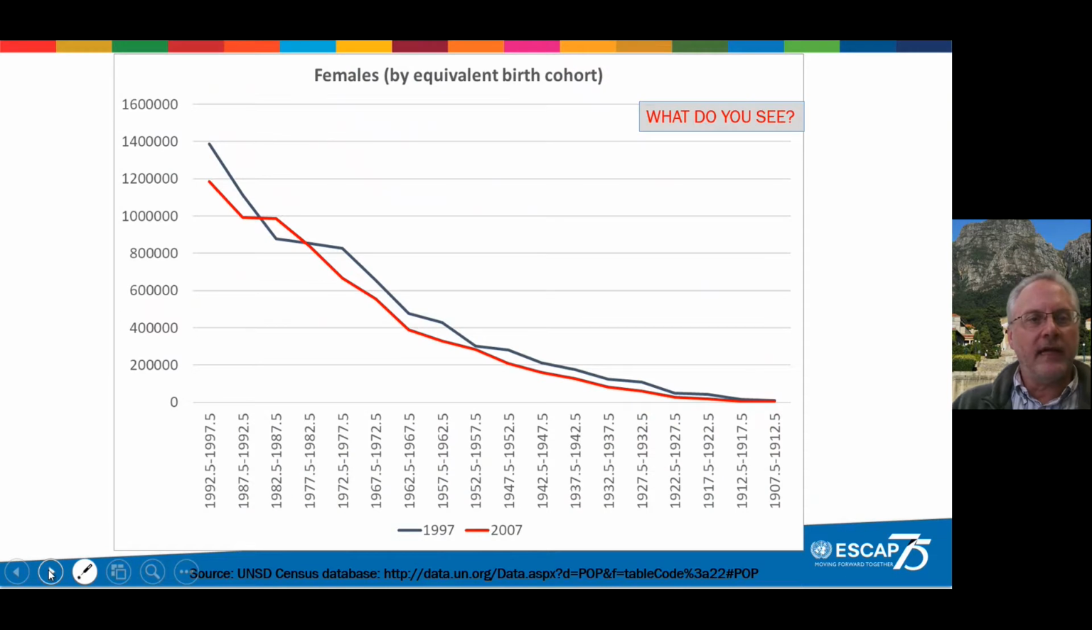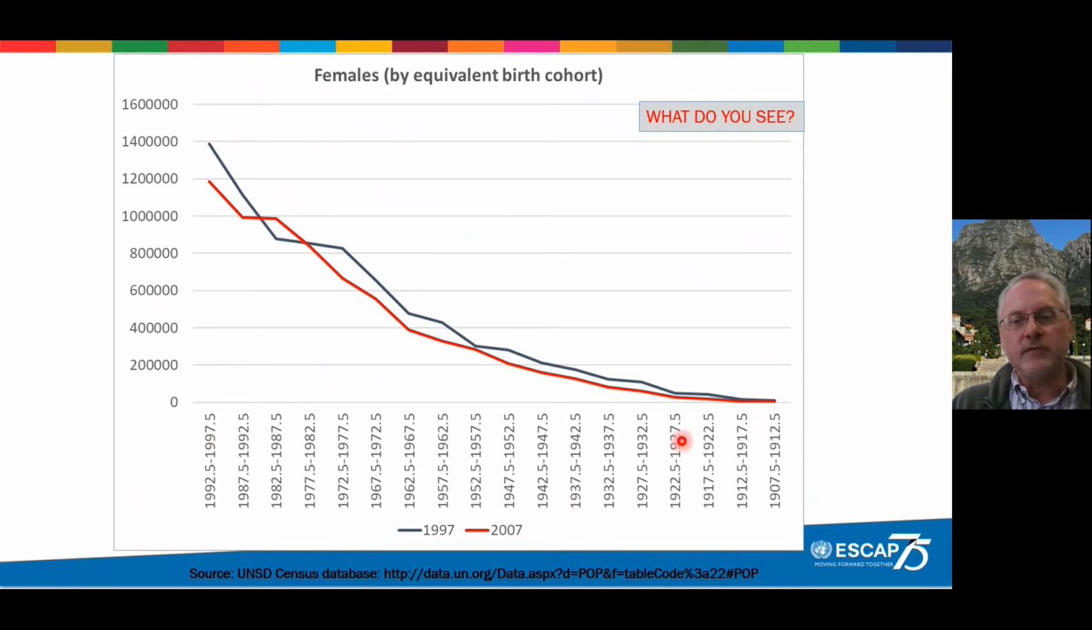So what we have here in this plot is the plot of the number of women by equivalent birth cohort, which means regardless of which census they were enumerated in, the blue line being 1997 and the red line being the 2007 census. We're saying for women born between mid-1992 and mid-97, in the 2007 census, there were approximately 1.2 million such women, whereas in the 1997 census, there were close to 1.4 million such women.